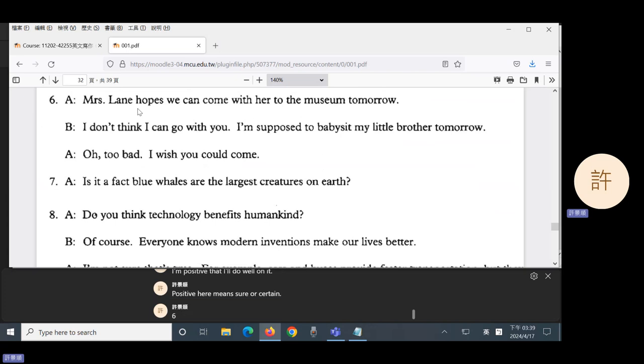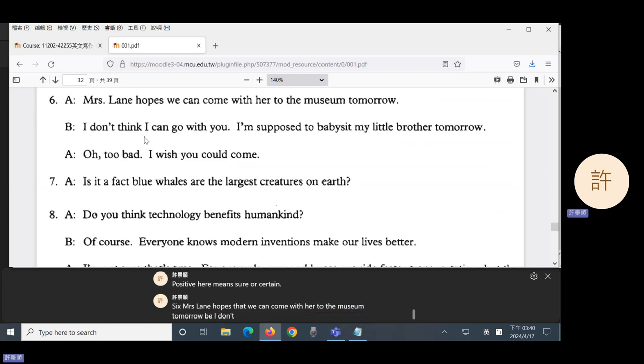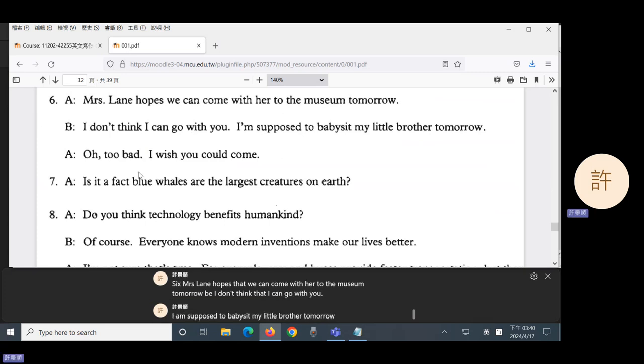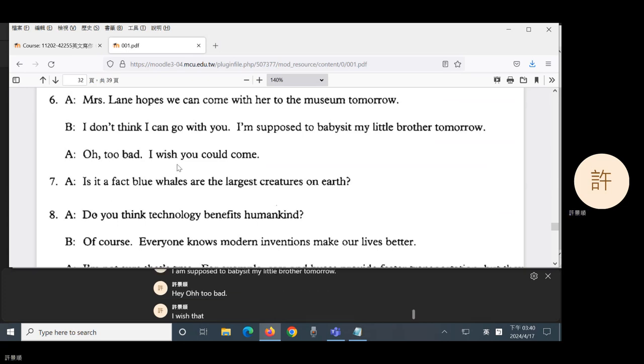Six, Mrs. Lane hopes that we can come with her to the museum tomorrow. B, I don't think that I can go with you. I am supposed to babysit my little brother tomorrow. A, oh, too bad. I wish that you could come.